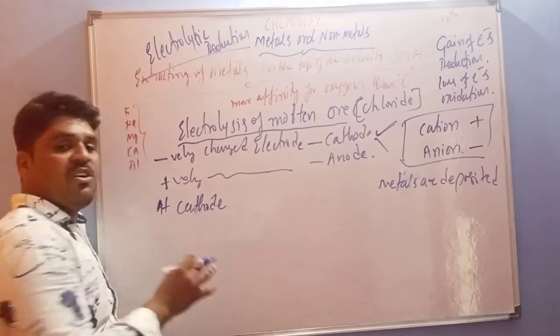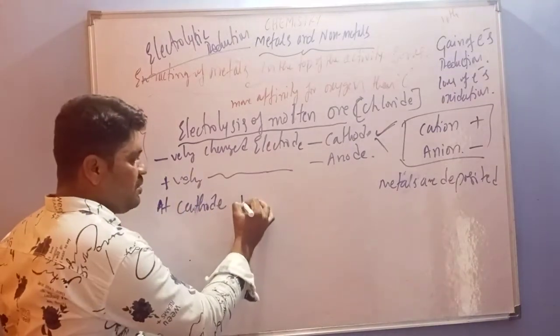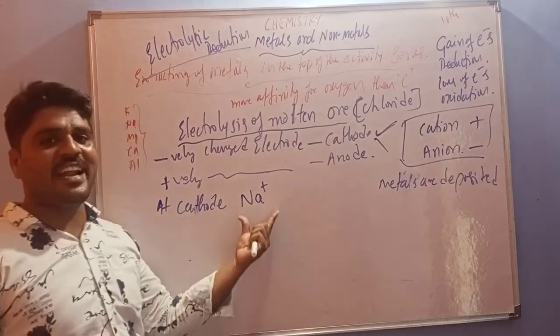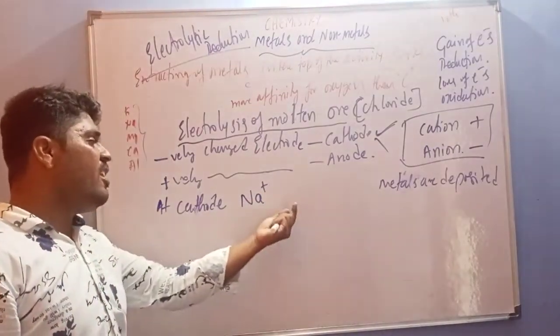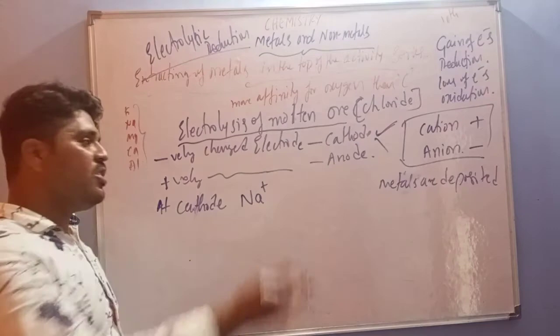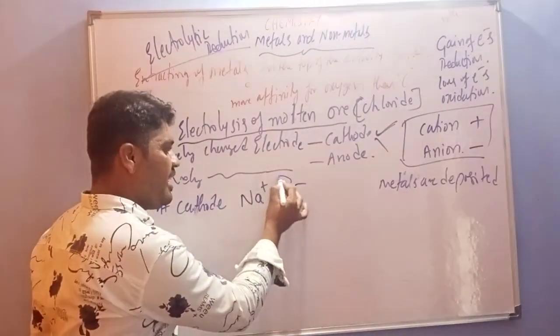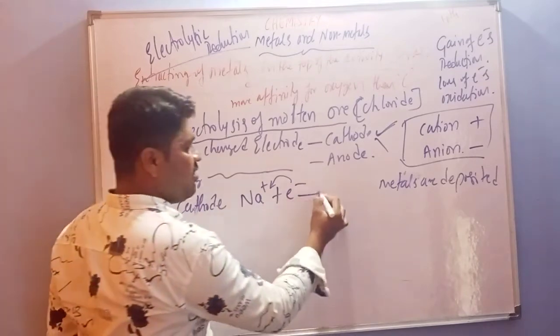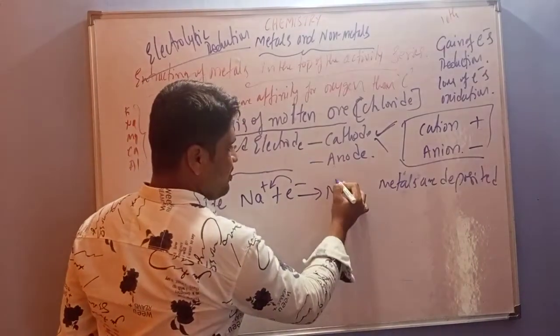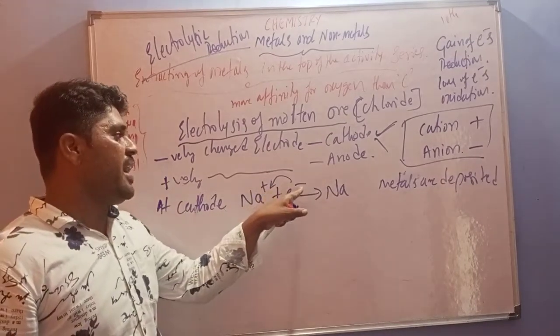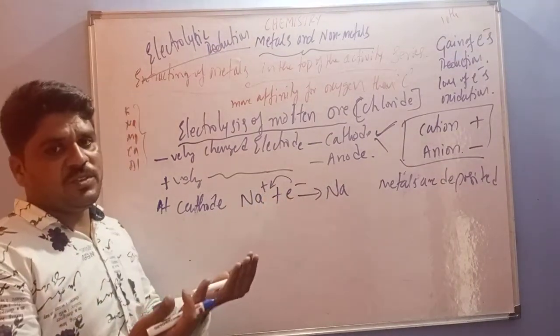So in the cathode, what happens? Let's observe. I am taking sodium, Na plus. This is electron deficient. For this deficient ion, I am going to add an electron. So the electron is added and now it becomes neutral Na. Na plus means deficient, minus means electron rich.